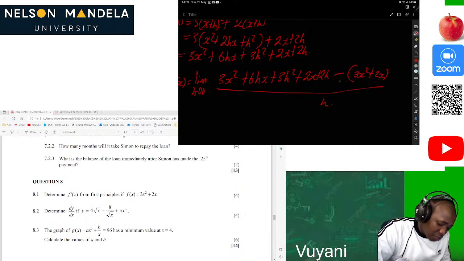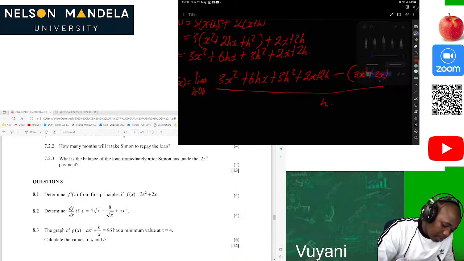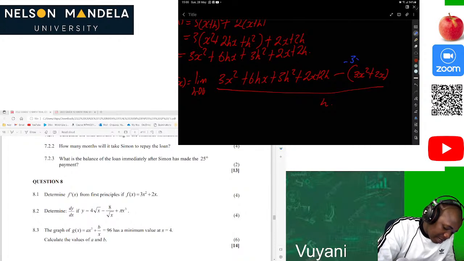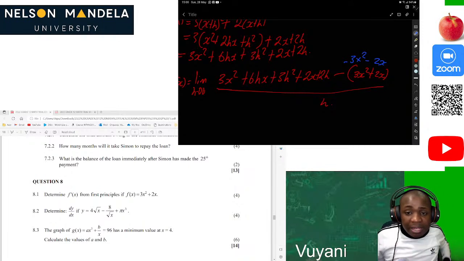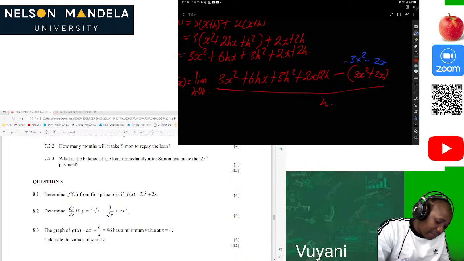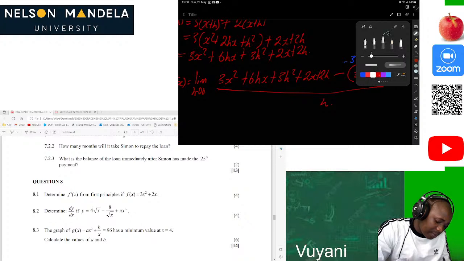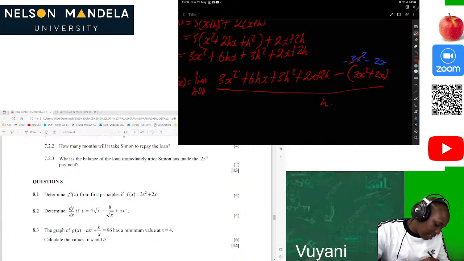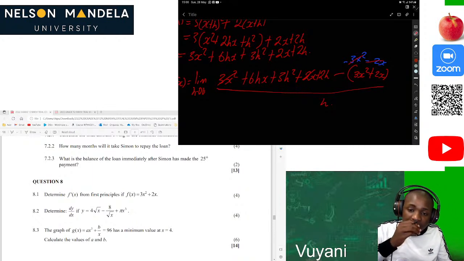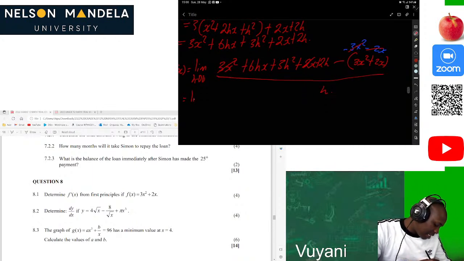So we can see that negative times this will be negative 3x squared, negative times this, that's negative 2x, okay? So this is the same thing, to prevent wastage of time. So we can literally see that this and this cancel, 3x squared minus 3x squared is 0, 2x minus 2x, 0. Then we proceed. The limit as h approaches 0, 6hx plus 3h squared plus 2h divided by h.